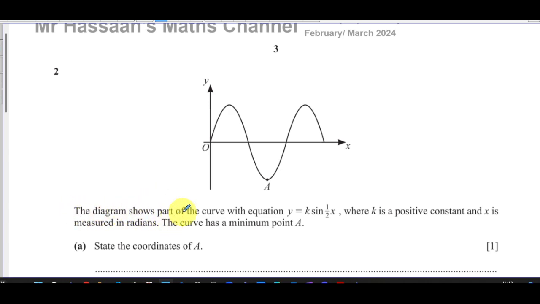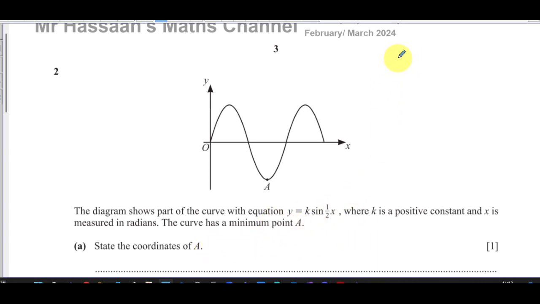So the diagram shows part of the curve with the equation y equals k times sine half x, where k is a positive constant and x is measured in radians. The curve has a minimum point A. State the coordinates of A.